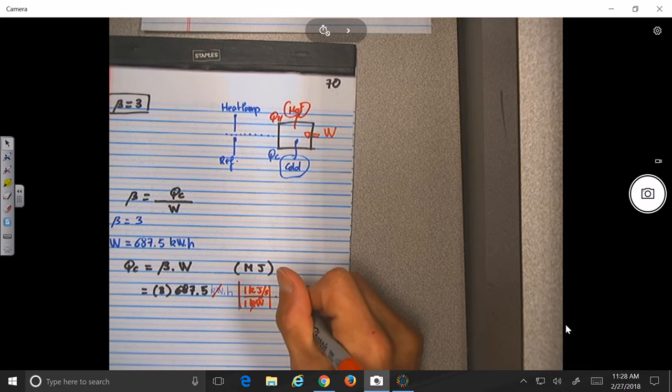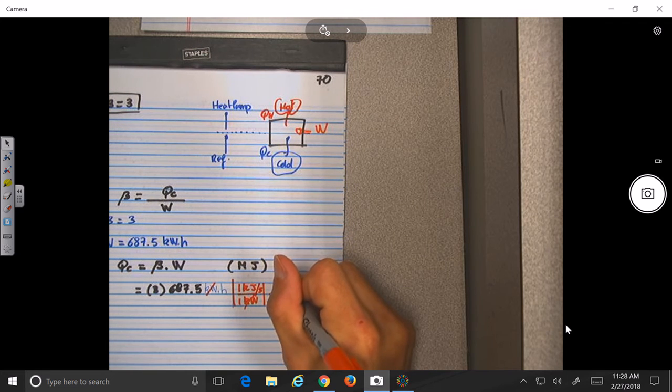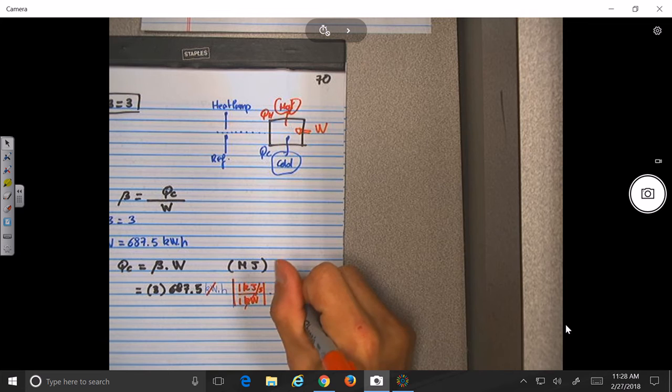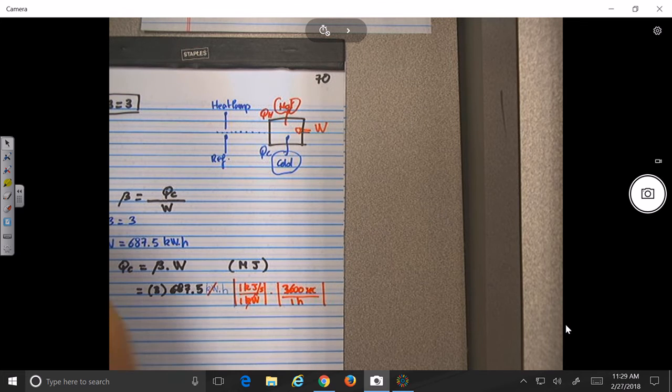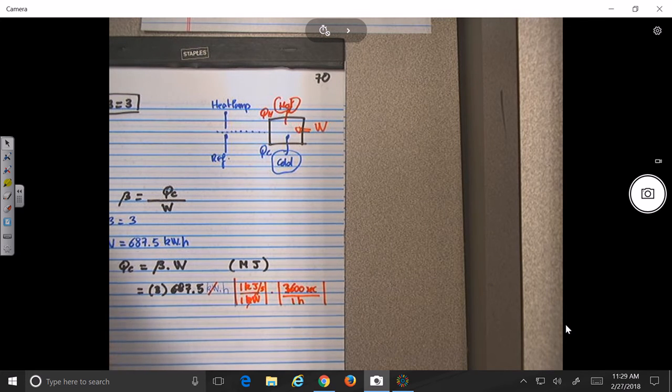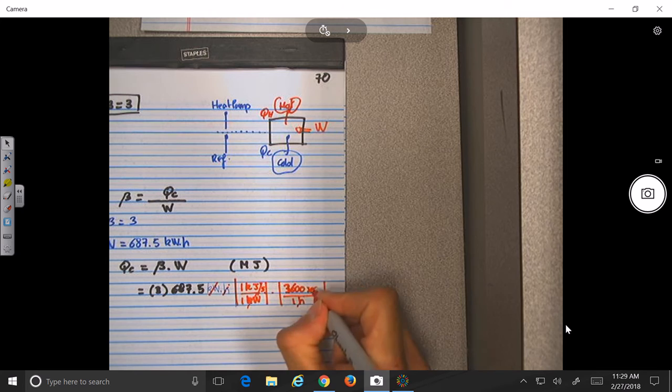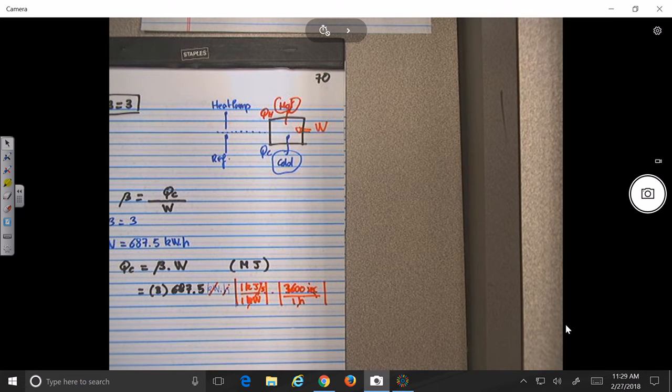So we need to do then the 1 hour is what? So 3,600 seconds will be the 1 hour, no? So this hour will cancel with this one. This second here, sorry for that, that's completely confusing, will cancel with this one. So if you do this calculation, you get that Q sub C is equal to 7,425 megajoules.